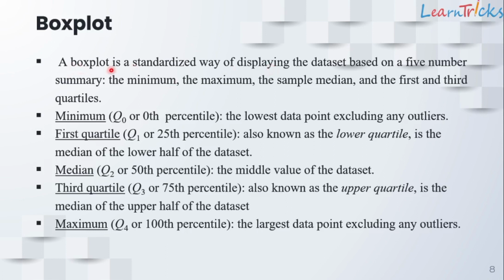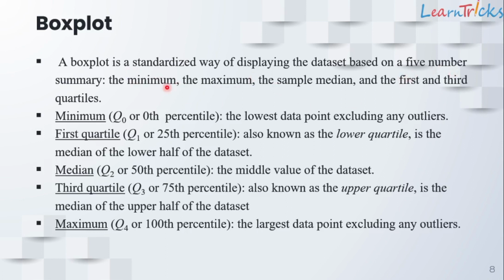So now the box plot is a standardized way of displaying the data set based on a 5-number summary. That 5-number summary is a set of statistical calculations. It means that it includes 5 numbers. First is the minimum, second the maximum, third is the sample median, fourth is the first quartile, and fifth is the third quartile. So by combining these 5 numbers, it becomes the 5-number summary.